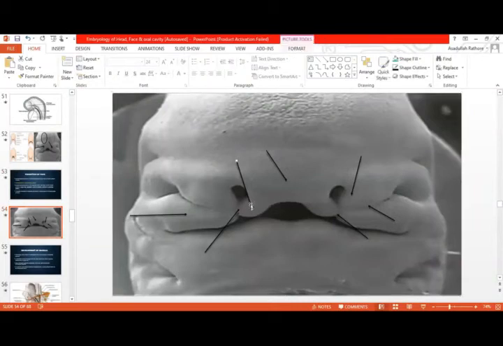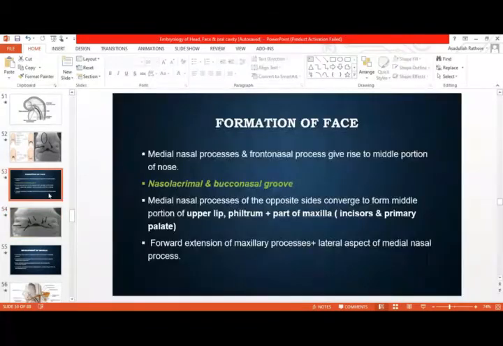So what did we study? The medial nasal process is this one, okay, and on the adjacent side, which is the medial nasal process? This one. So when these medial nasal processes fuse together, they will give rise to the upper lip or the mid portion of the upper lip that includes the philtrum and the central part of the maxilla. What is the philtrum? This is basically a depression-like structure that is present in between the nose, tip of the nose and the upper lip, okay. This is known as the philtrum.